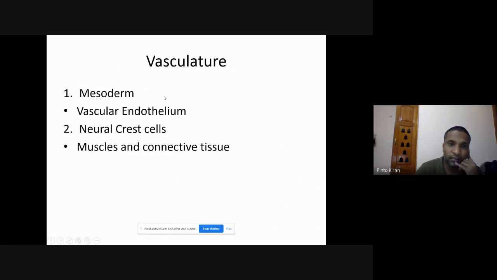Next comes the blood vessels of the orbit. Here again, the vascular endothelium arises from the mesoderm. The neural crest cells give rise to the muscles and the connective tissue. There is a little bit of similarity between all the structures. If you know how it develops, you can remember everything.